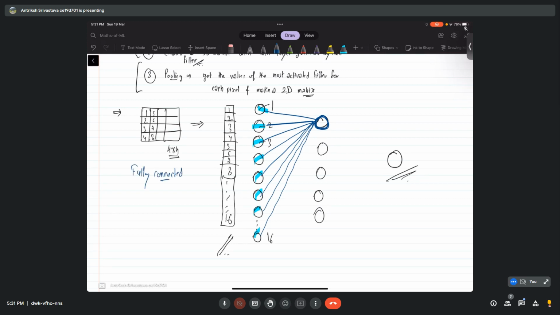Then again your weights matrix and bias matrix will come, and you use that to get the value of z, and you can use the activation function, either ReLU or sigmoid function, and you can decide whether to activate this or not, and then based on that you can calculate the output. Okay, so this is the fully connected layer.